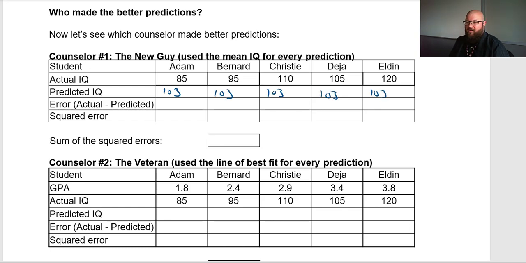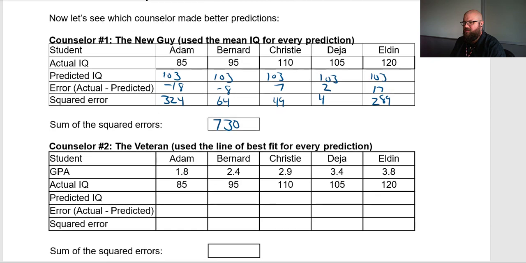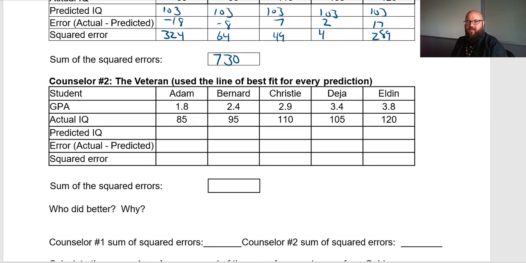So now we need to find the error, which is your actual minus predicted. And then we're going to square those values. Now that we've squared all those values, let's go ahead and add them up. And that comes out to 730. So now let's look at the counselor number 2, the veteran who used the line of best fit for the predictions. So with this one, the data we had up above for the predicted IQ.